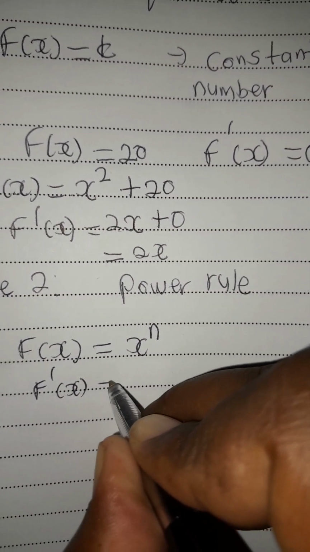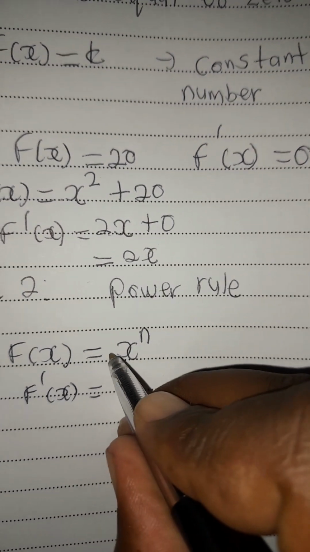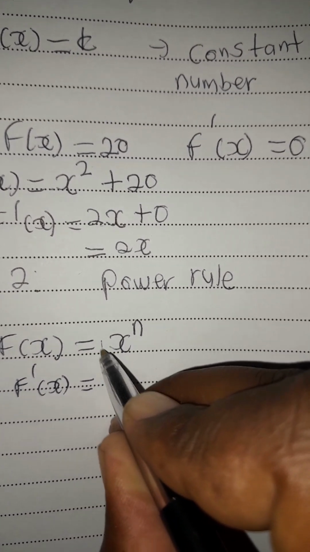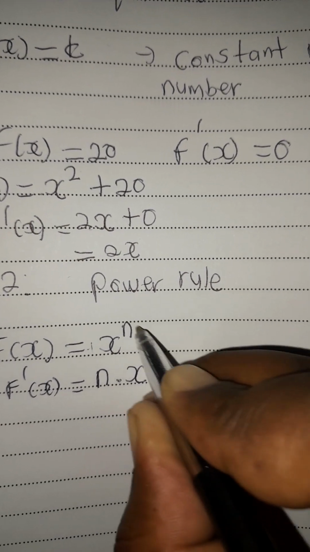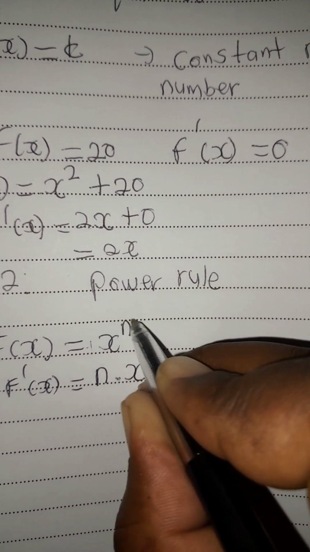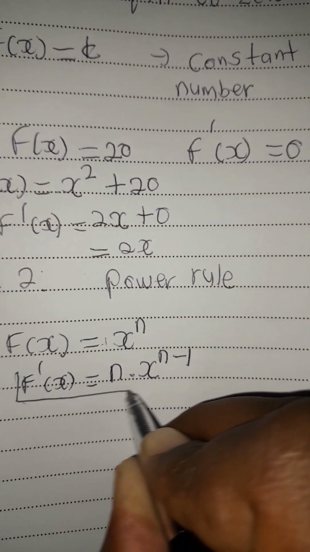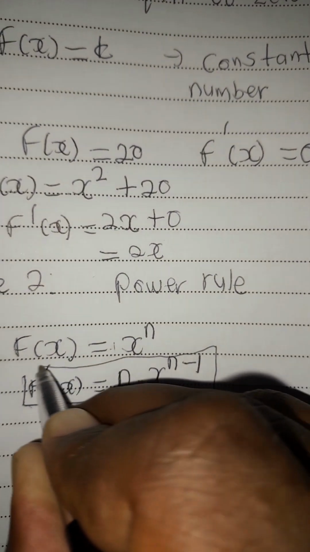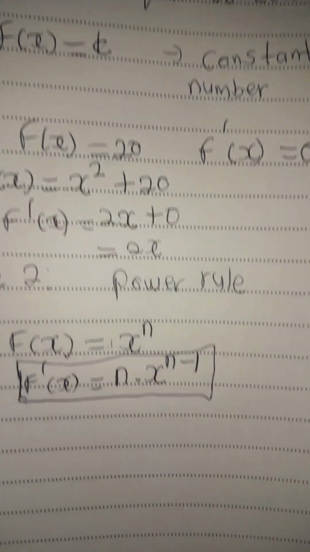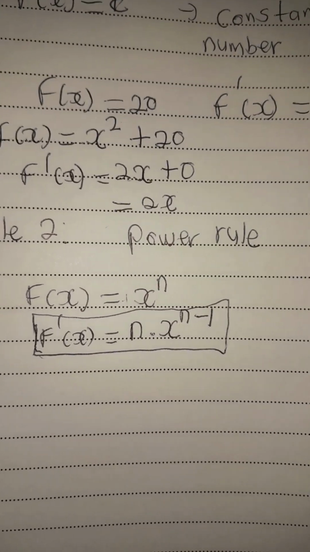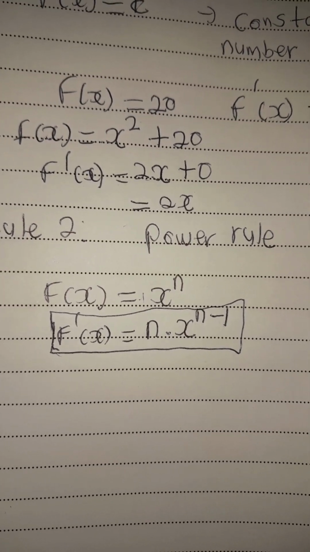The differentiation of f(x): there is this invisible coefficient of 1. 1 times n will be n, times x to the power of n minus 1. We subtract the power by 1. So this is the rule that we are going to use whenever we differentiate a function. The power rule is very important, especially when you're differentiating.